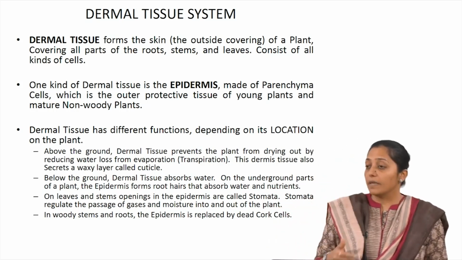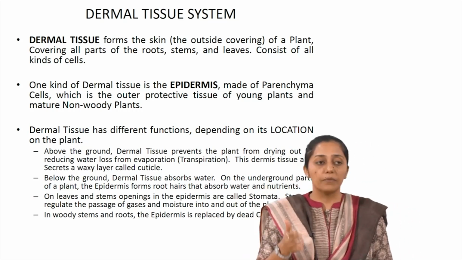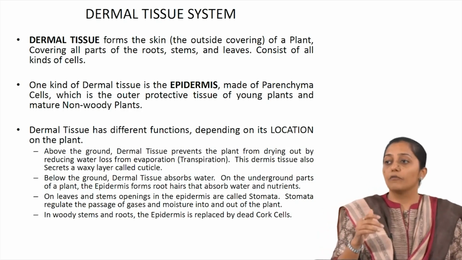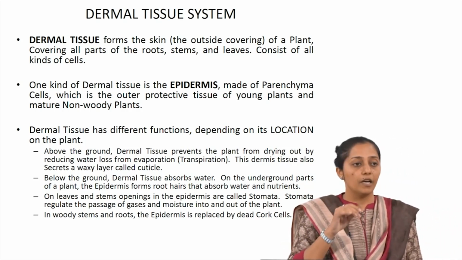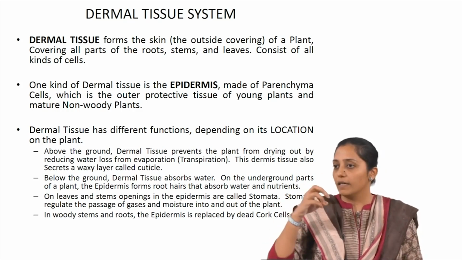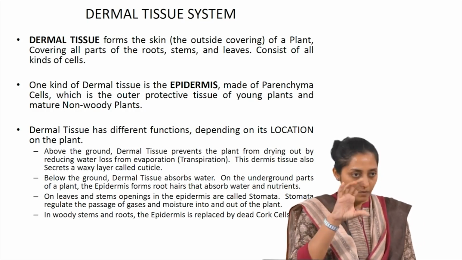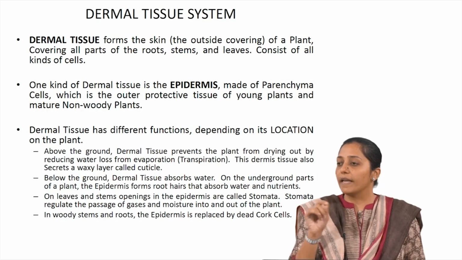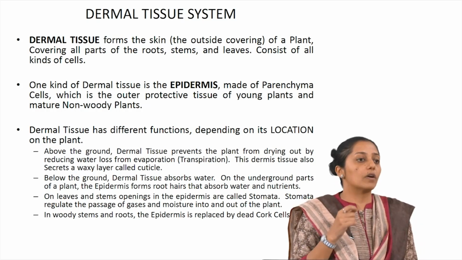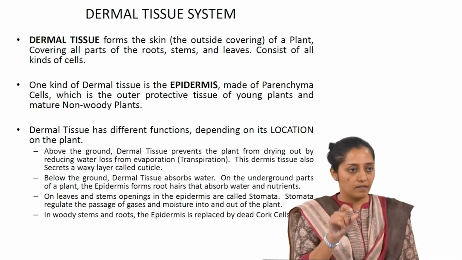Then on leaves, depending on the location at which it is present on the plant, the function and the structure varies. For example, on the surface you will find the cuticle, or the waxy layer. Below that, the leaf epidermis has a large number of pores or spaces called stomata, and you will find guard cells which make these openings.